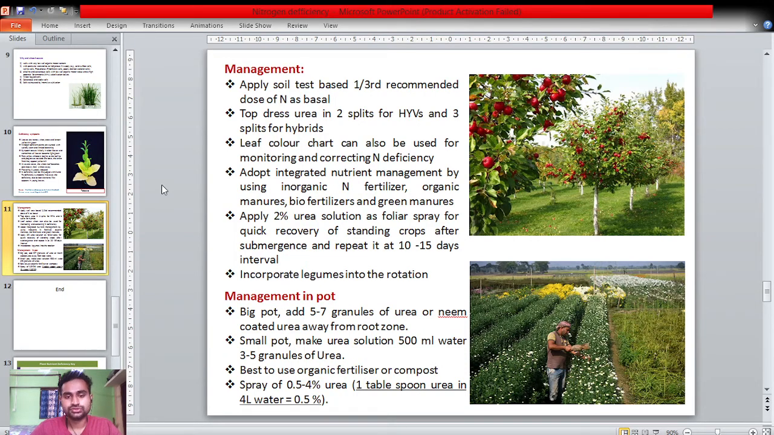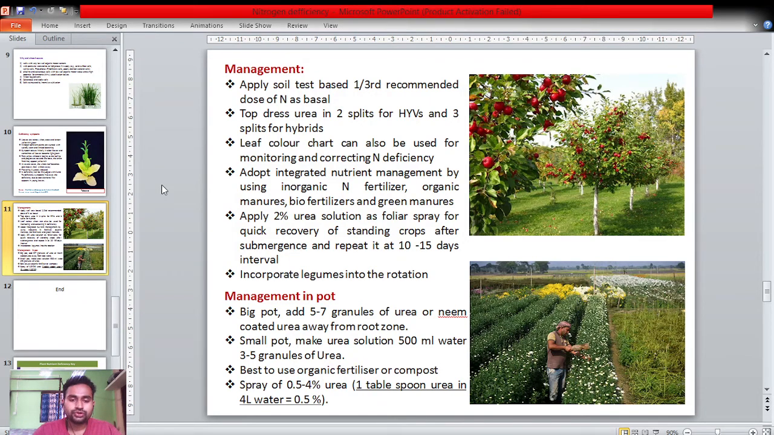And for those who have plants indoors, for decorating their garden or their home, they go for a different type of management practice. Generally, if you have a big pot, we use 5 to 7 granules of urea, or neem coated urea. This neem coated urea is slow releasing urea, and we apply it away from the root zone, that means not directly on the root, and then we water. Otherwise it will affect the plant. We do this in the evening time generally.